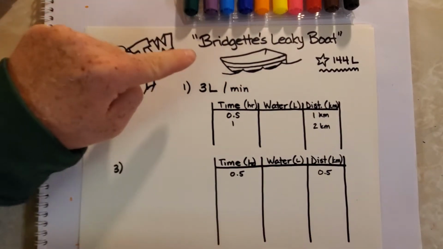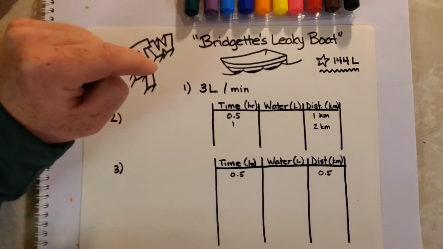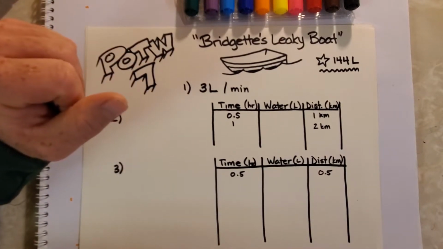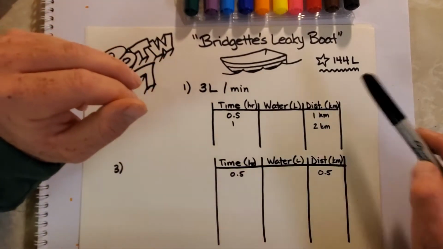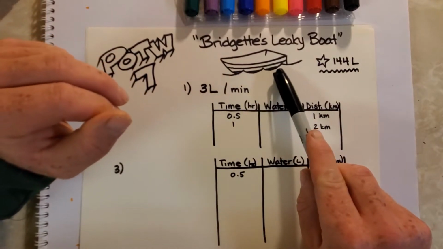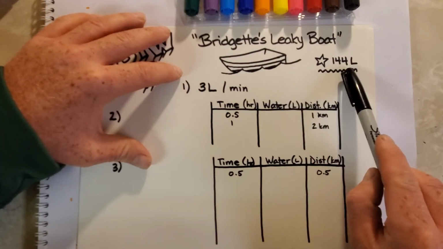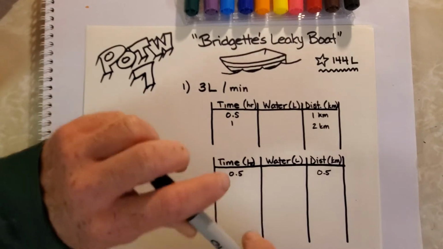All right, today we are dealing with Bridget's leaky boat. There's a bunch of things that happen, but I always like to pull out some key information. So here's the key information for this question. 144 liters is all this poor little boat can take, meaning that once this boat fills up with 144 liters, it will sink. We don't want Bridget to sink.